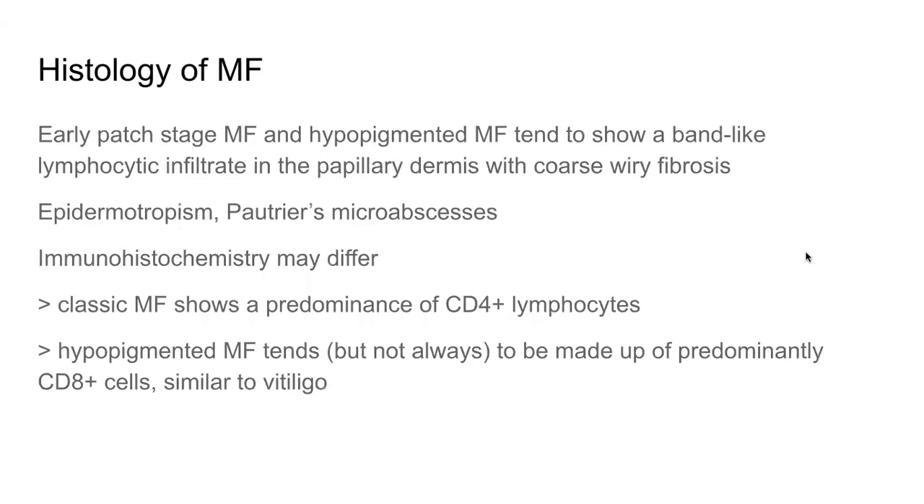Now with mycosis fungoides, again, with classic mycosis fungoides, the features are slightly different to hypopigmented mycosis fungoides. Both tend to show a band-like lymphocytic infiltrate in the papillary dermis with coarse wiry fibrosis. They can both present with epidermotropism as well as Pautrier's microabscesses, which are these nests of atypical lymphocytes in the epidermis. But the immunohistochemistry features may differ.